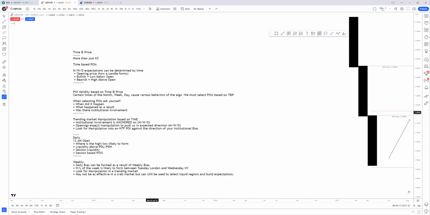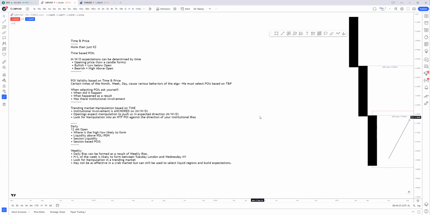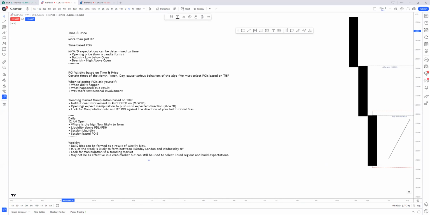Okay. And going back to here, institutional involvement is anchored on monthly, weekly, daily. This is what we're looking at, right? We're just trying to be a little fish and ride the current of the ocean. Got it. Okay.